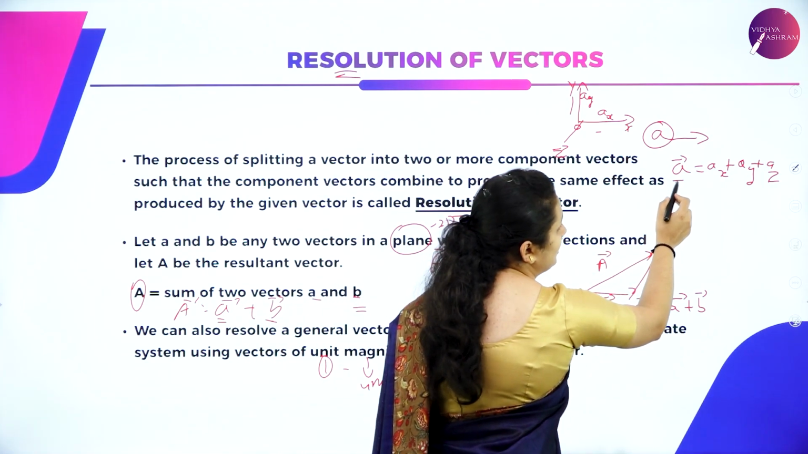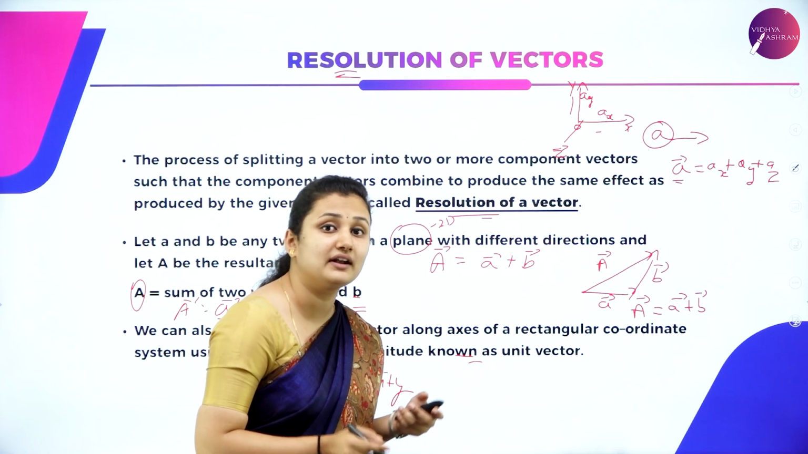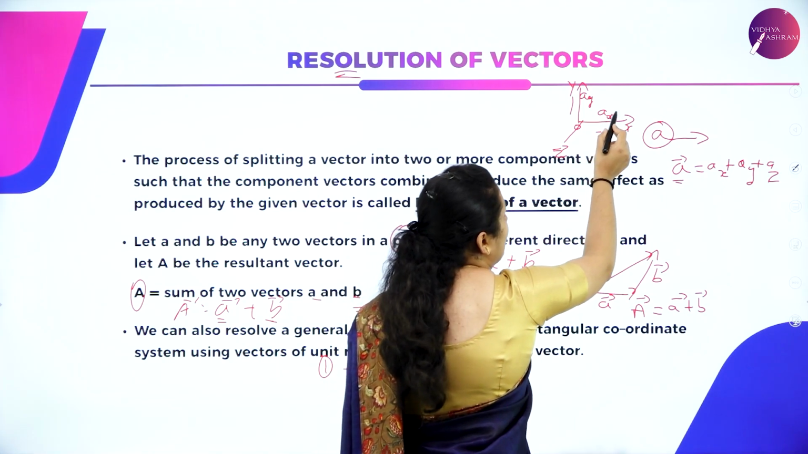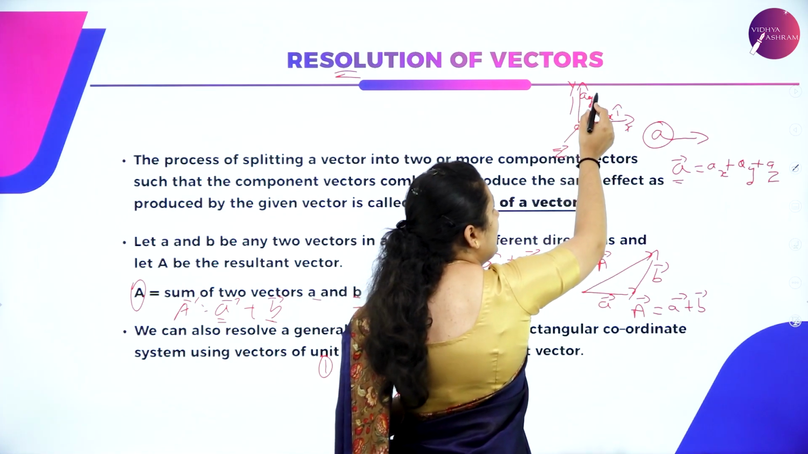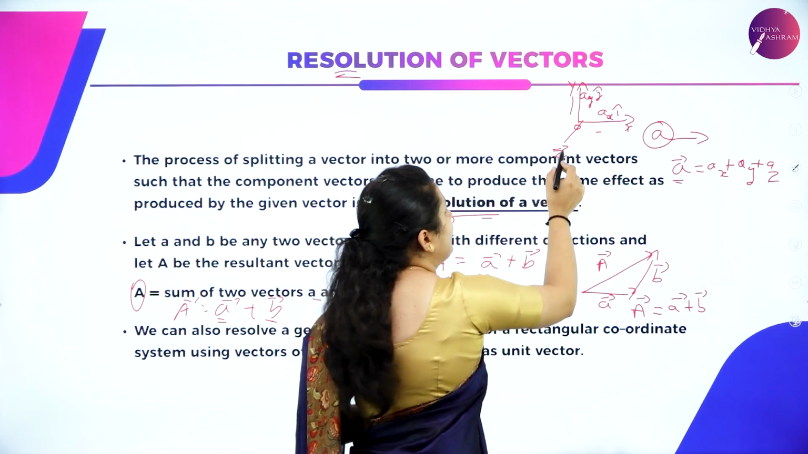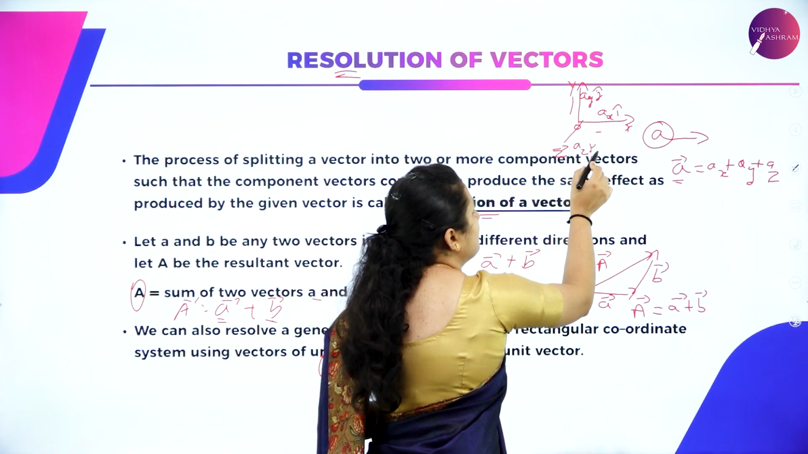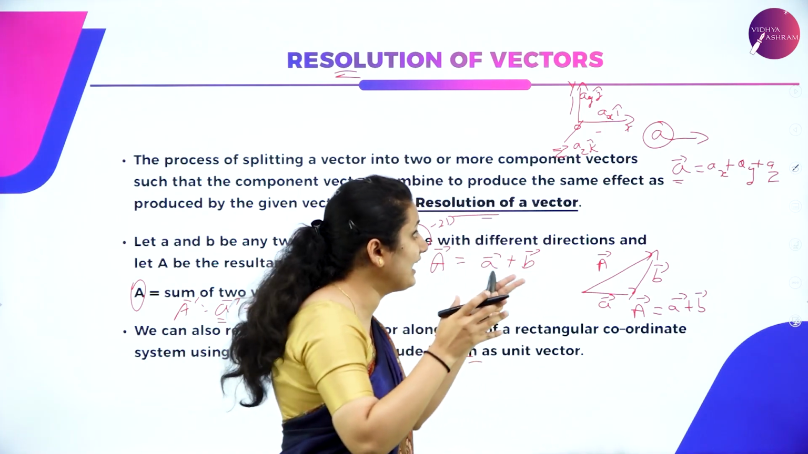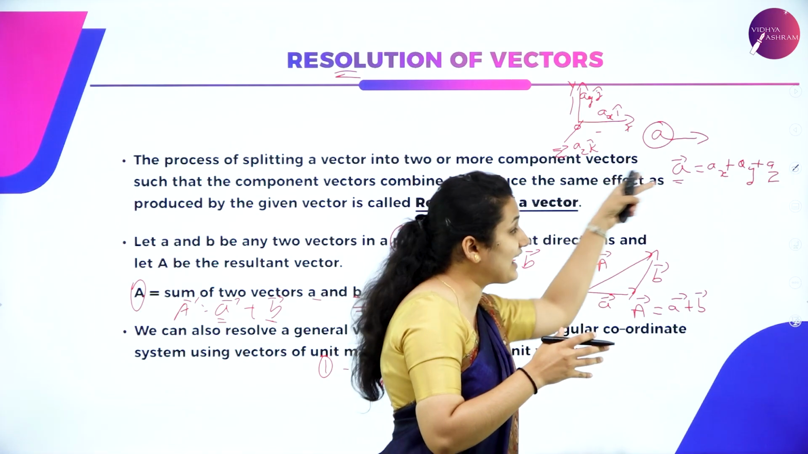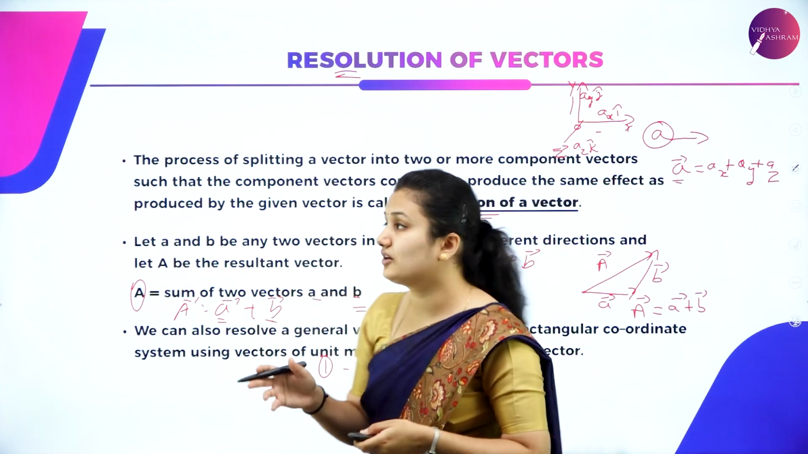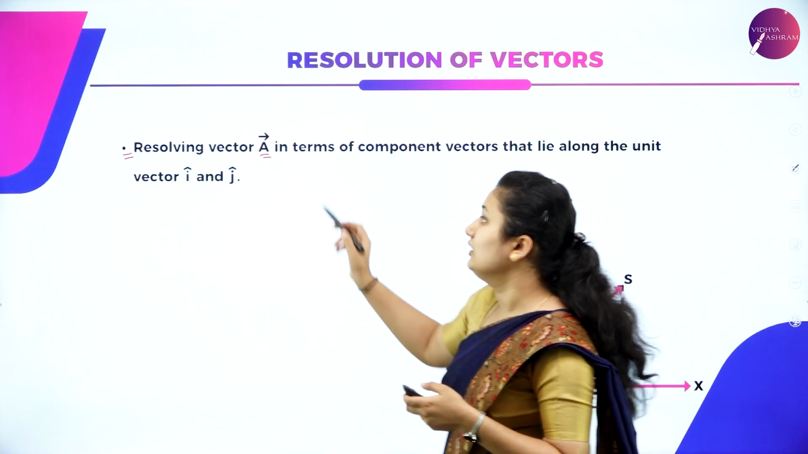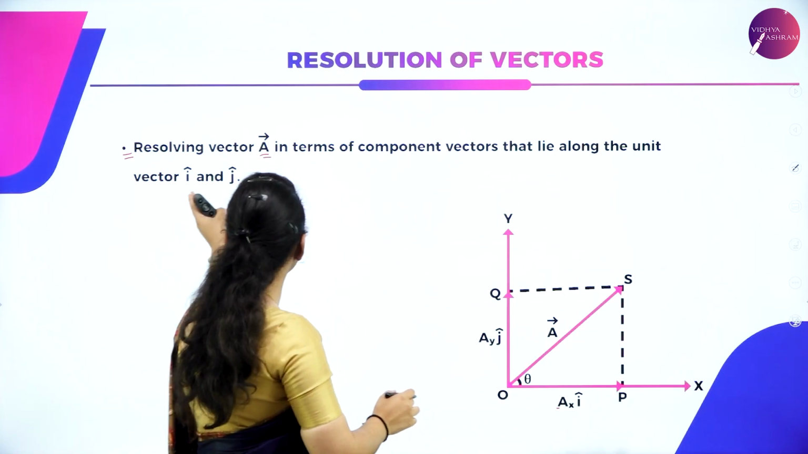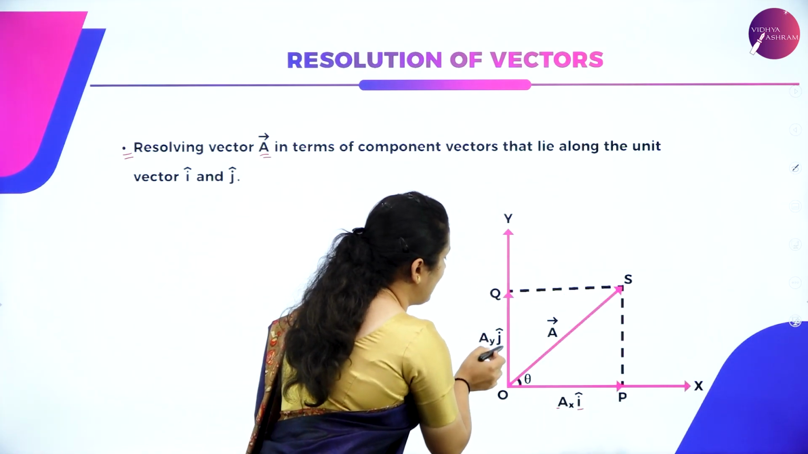When it is a vector quantity, we have to specify direction as well. So the acceleration of the body along the x-axis is given by ax i cap, along y it is ay j cap, and along z it is az k cap. So i, j, k are what? Unit vectors, which specify the direction of the acceleration of the body. That is what we are discussing in resolution of a vector. We have to resolve vector A in terms of the components that lie along the unit vectors i and j.